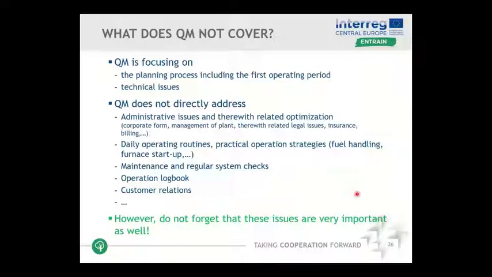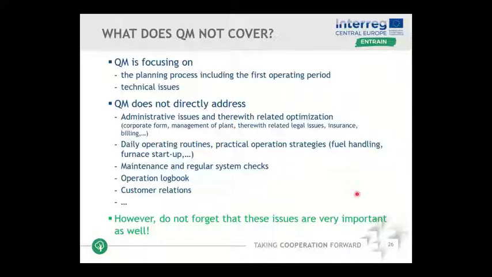I think this is my last slide anyway. Yeah, so I'm good in time. Just to mention what QM is not covering. QM is focusing on the planning process, on technical issues and the first operating period. It's not directly addressing other parts you need as well during operating a plant, like all administrative issues, how you organize plant operation, how you organize insurances, billing, customer relations, and all this. Maintenance, operation logbook, customer relations, I mentioned it. So this is not covered within the QM process.